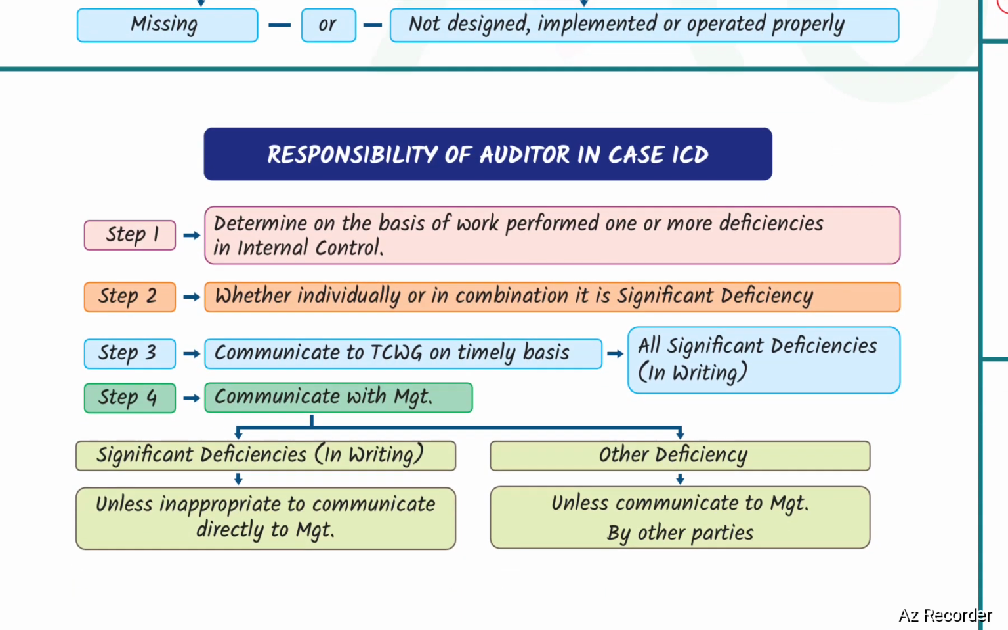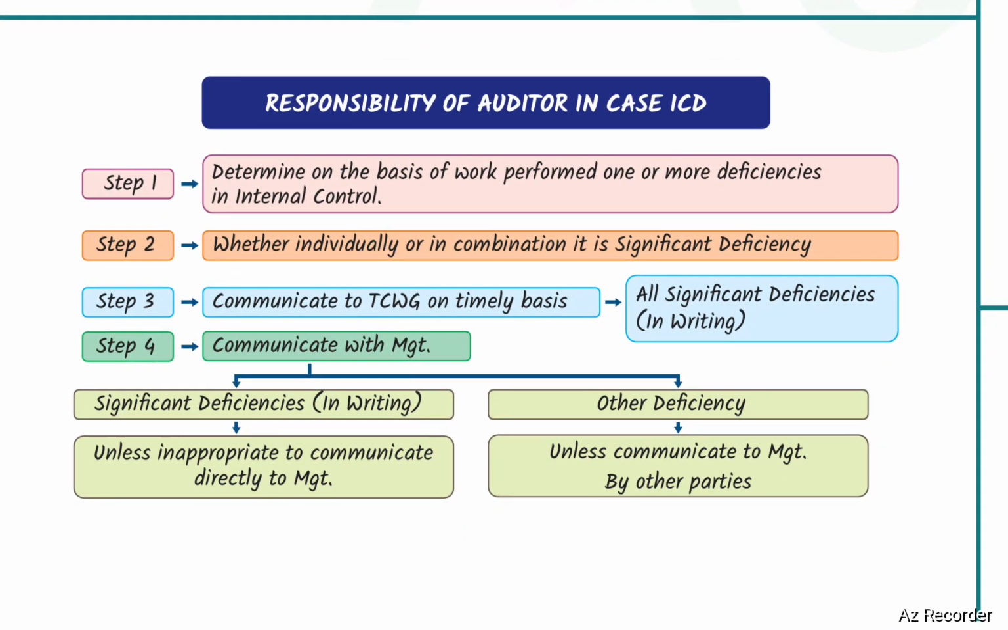A responsibility of the auditor in case of internal control deficiency. There are 4 steps. Step number 1, determine on the basis of work performed one or more deficiencies in internal control. Step number 2, whether individually or in combination, is it a significant deficiency? Step 3, communicate to those charged with governance on a timely basis all significant deficiencies in writing.